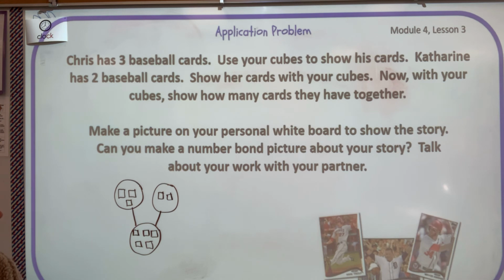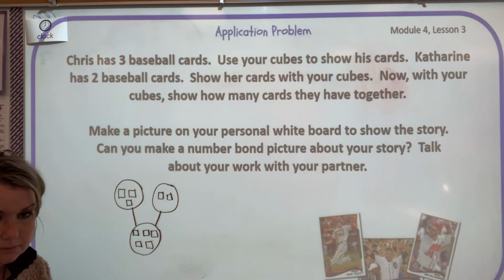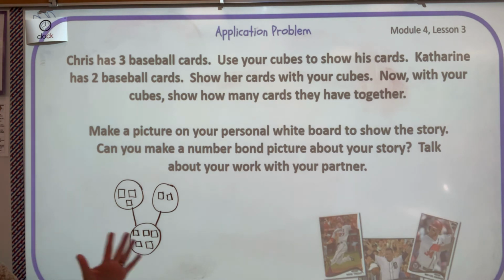How many cards do Catherine and Chris have together? I'm just showing the number, but 5. Yep. They have 5 baseball cards all together when they follow the number path.